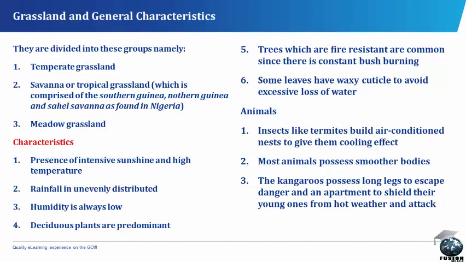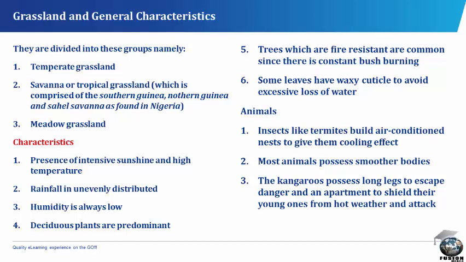Deciduous plants are predominant in grassland. Trees which are fire resistant are common since there is constant bush burning. Some leaves in the grassland have a waxy cuticle to avoid excessive loss of water.